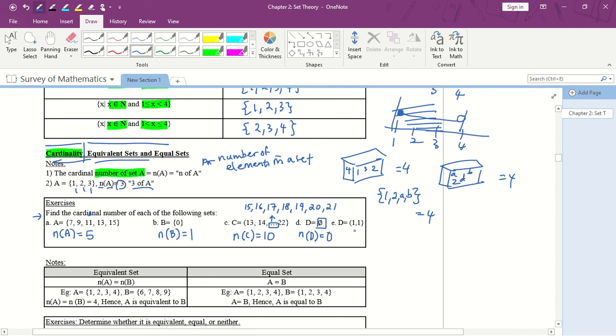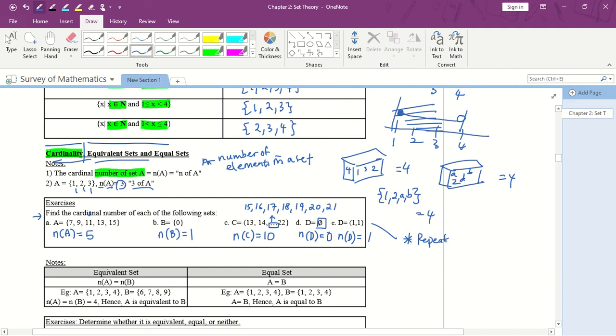This is a tricky question. Now we have two elements, right? It seems like it. And the number of elements in D is equal to 1. Right? But there's two, right? Remember one thing that's important, okay?